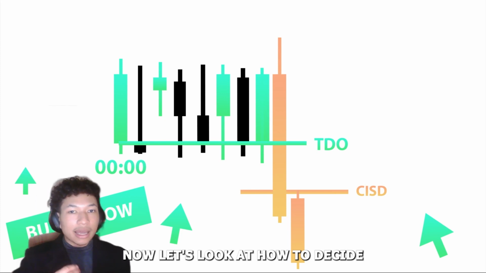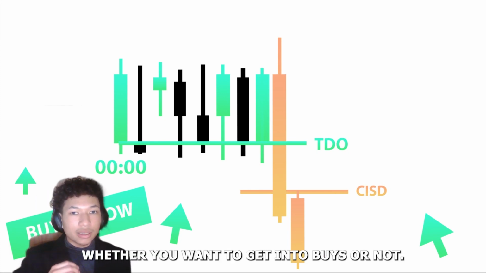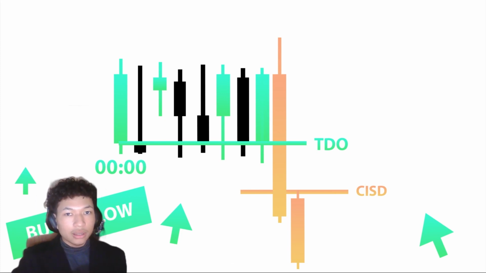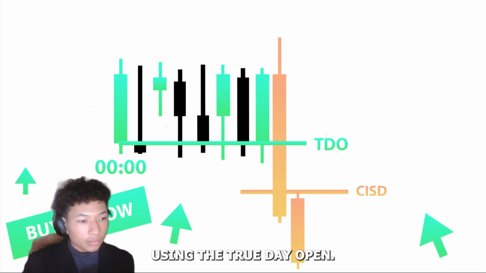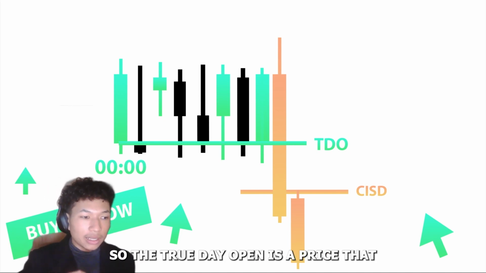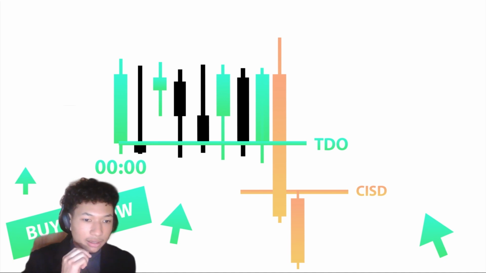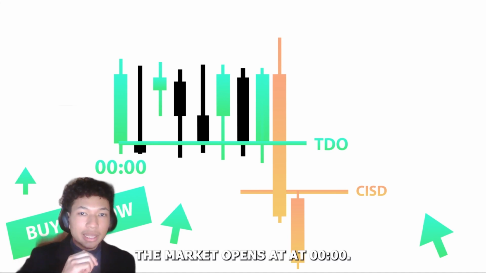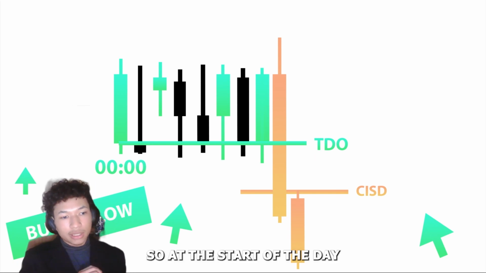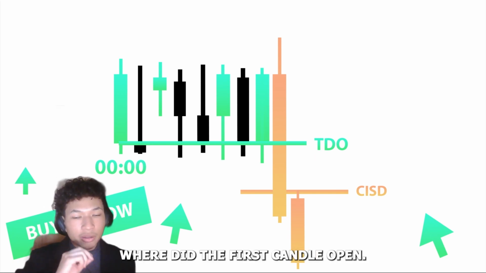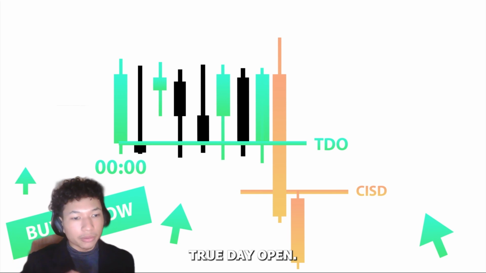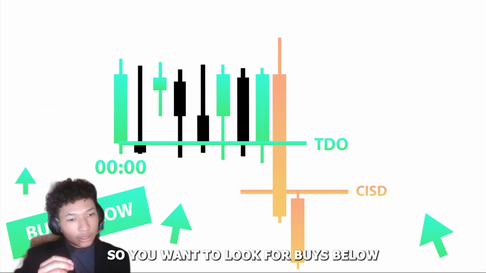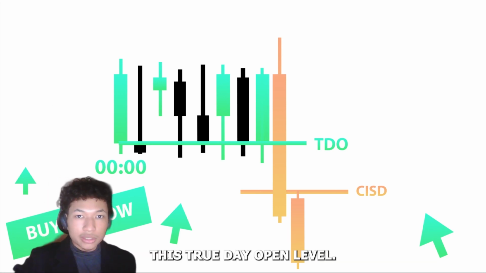Now, let's look at how to decide whether you want to get into buys or not using the true day open. So the true day open is the price that the market opens at 0. So at the start of the day, where did the first candle open? That's true day open. So you want to look for buys below this true day open level. You want to buy below.